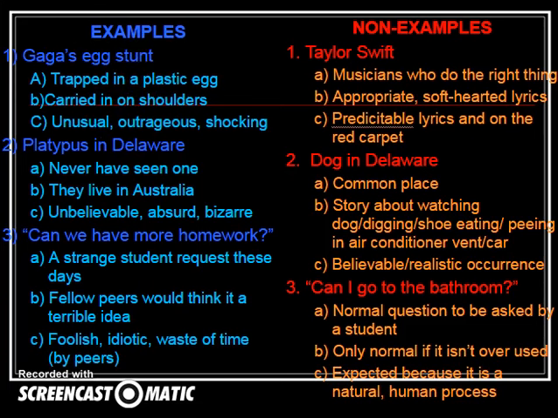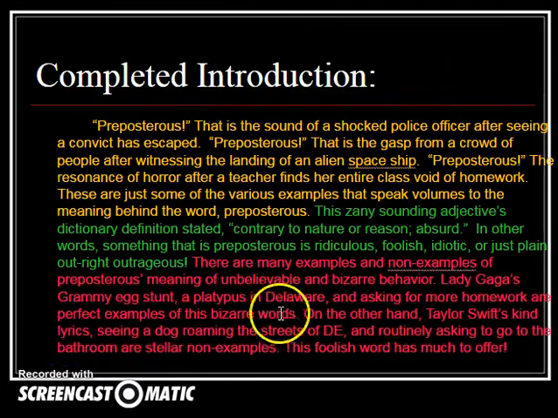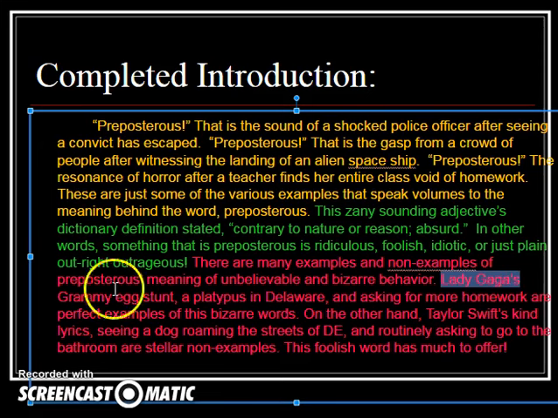If I go back to my thesis even, I have to make sure that Lady Gaga's egg stunt's the first thing I listed, and it is. I listed Gaga's egg stunt first, then a platypus in Delaware, then asking for more homework. Then I talk about Taylor Swift's lyrics, seeing a dog roam the streets, and routinely asking to go to the bathroom. So that right there is telling me what I'm going to talk about in each paragraph.